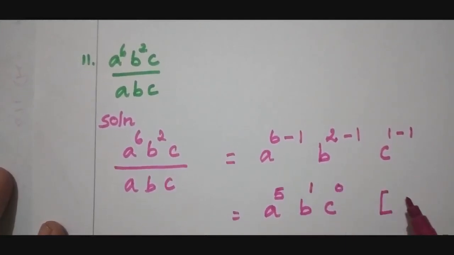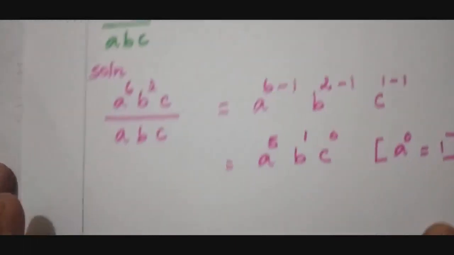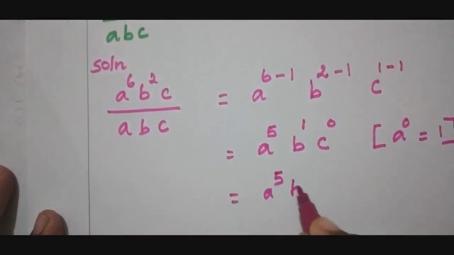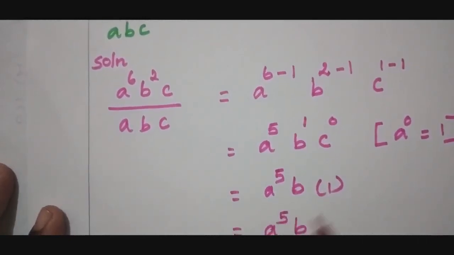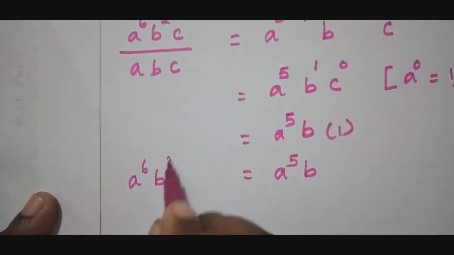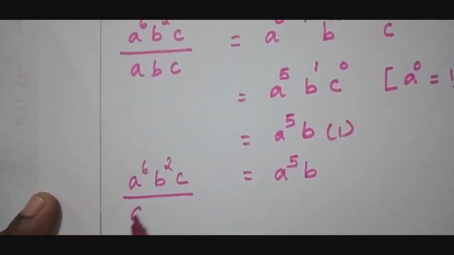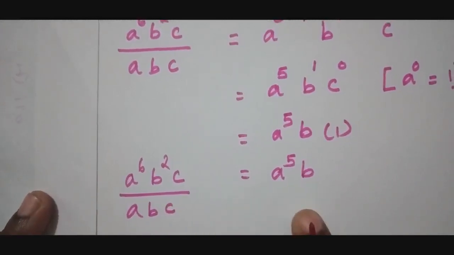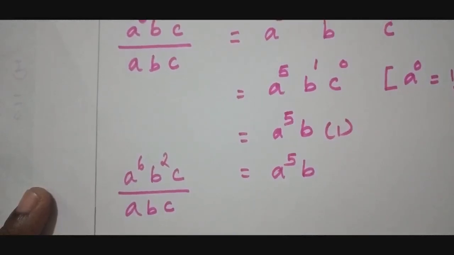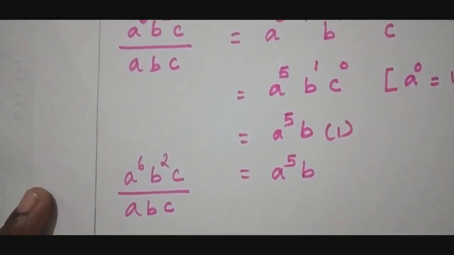What's the value of anything to the power 0? Yes, anything to the power 0 is 1. This is equal to a power 5 b into 1, which is equal to a power 5 b. A power 6 b square c divided by a b c is equal to a power 5 b. Can you understand, children? Yes.